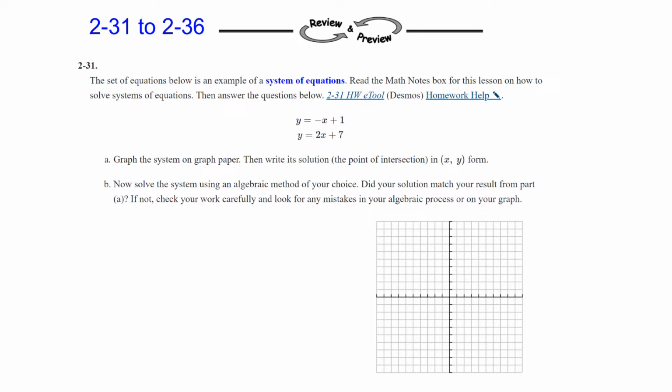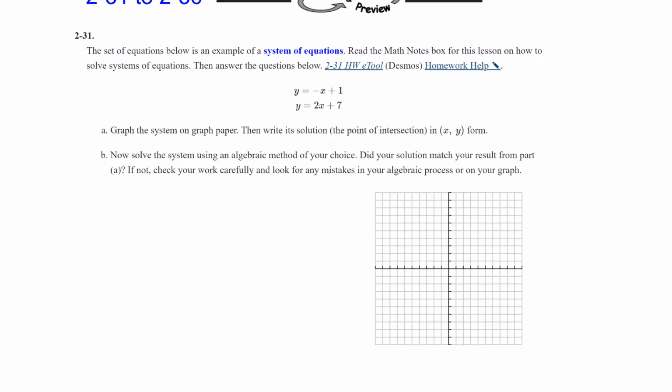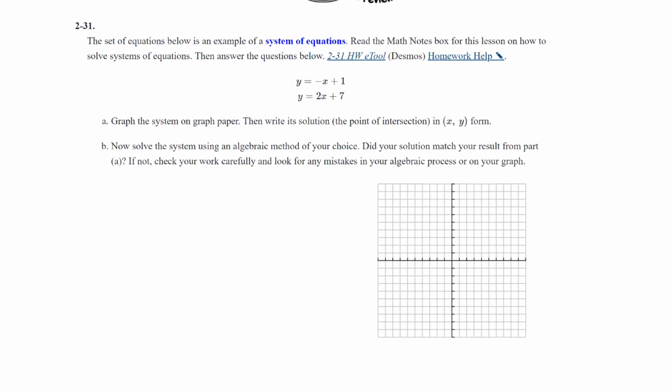Question 31. The set of equations below is an example of a system of equations. Read the math note box for this lesson on how to solve systems of equations, then answer the questions below. So given two linear equations, graph the system on graph paper, then write its solution in x, y form as an ordered pair.